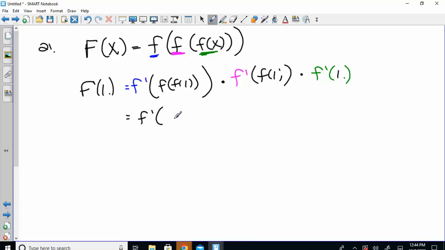Alright. I have f prime of f of, what's f of 1? 2. So that turns into f of 2, which is 3. And then I have f prime of 3, which is 6.